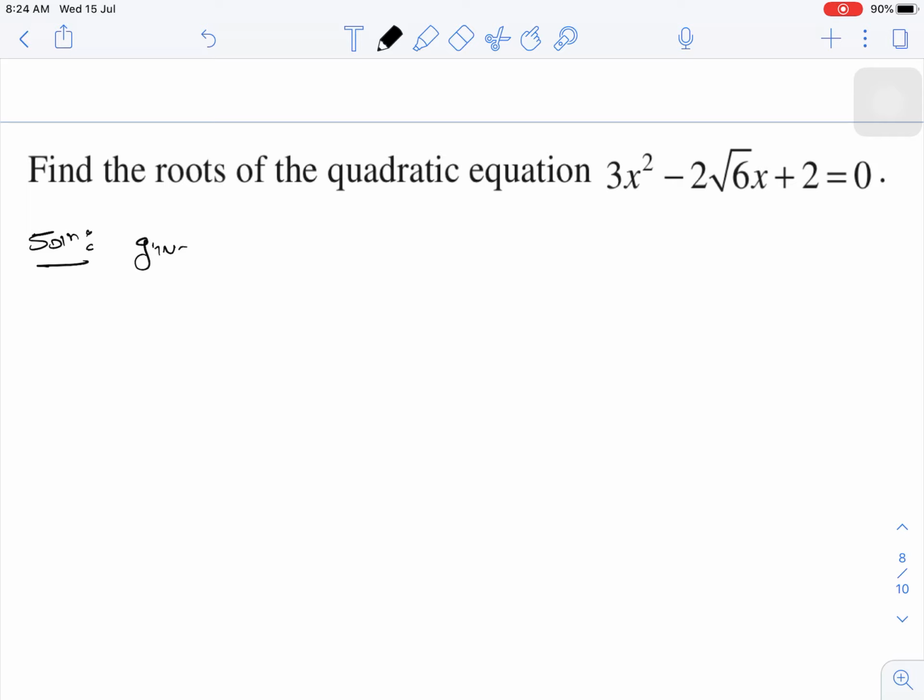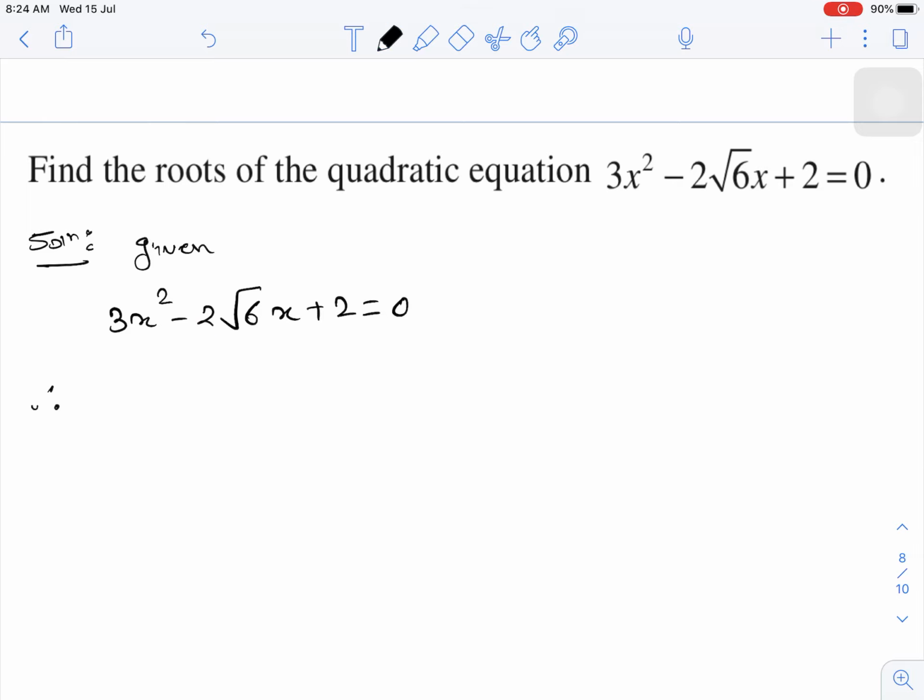Solution. Given 3x² − 2√6x + 2 = 0. Now whenever we are having such type of root examples, it is better to split it directly.